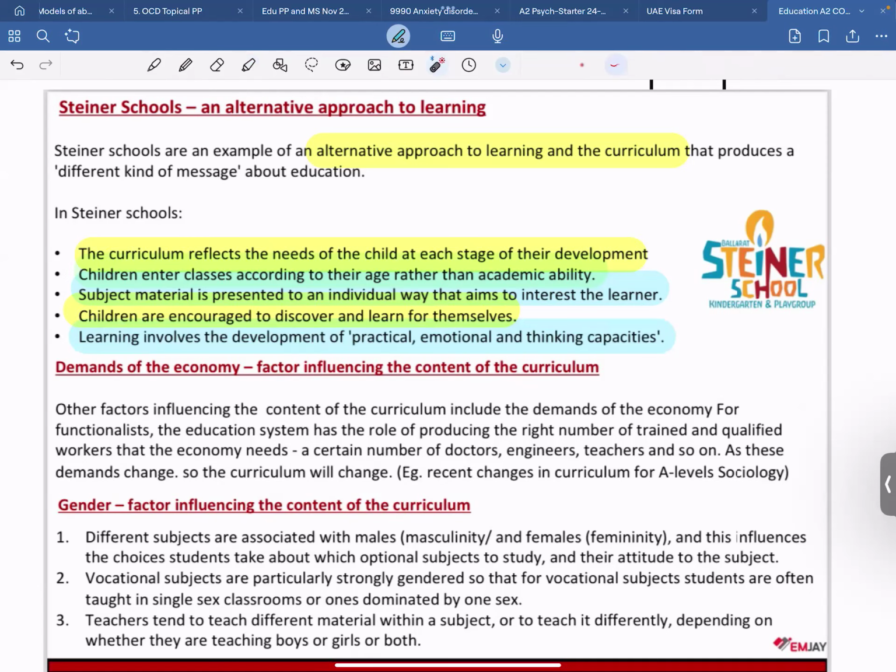This is the point that you should pick on. This is in line with the question that you have: the demands of the economy on the education system. Other factors influencing the content of the curriculum include the demands of the economy. For instance, you could use functionalists on this as well. The education system has the role of producing the right number of trained and qualified workers that the economy needs, a certain number of doctors, engineers, teachers, and so on. As these demands change, so the curriculum will change, for instance the changes made in the A levels sociology syllabus every now and then. You could write down more about this.